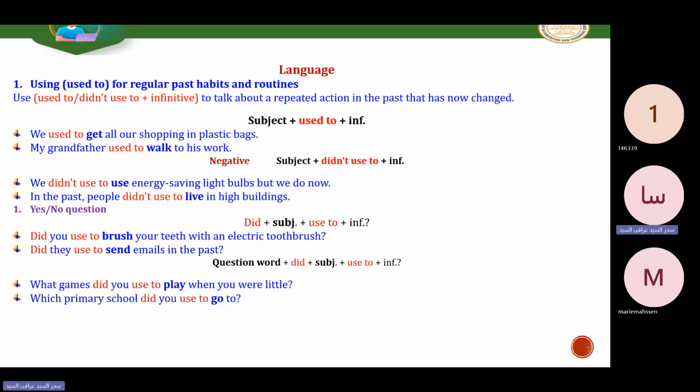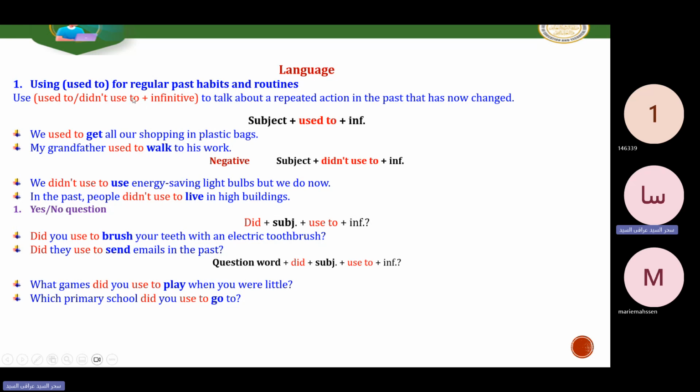This sentence means that? No. It means that we no longer get all our shopping in plastic bags. We don't use them anymore. We stopped using them. What about the next example, or the second one? My grandfather used to walk to his work. Does this mean that my grandfather walks to his work? No, he stopped that. He no longer walks to his work.